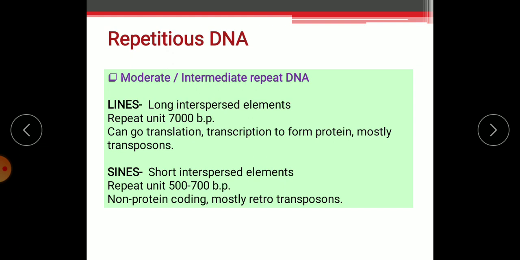And these LINEs have a repeat unit of up to 7,000 base pair, which can undergo transcription and translation to form protein, and they are mostly transposons, which we will be discussing in later slides. And the SINEs are the short interspersed elements, containing a repeat unit of 500 to 700 base pair, and they are mainly non protein coding, mostly retrotransposons.